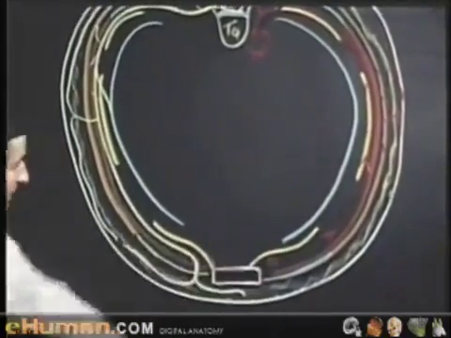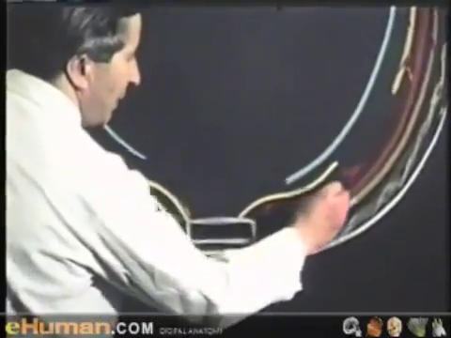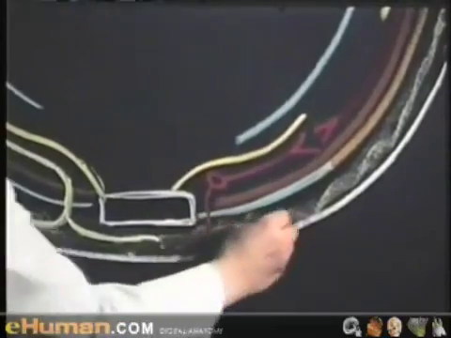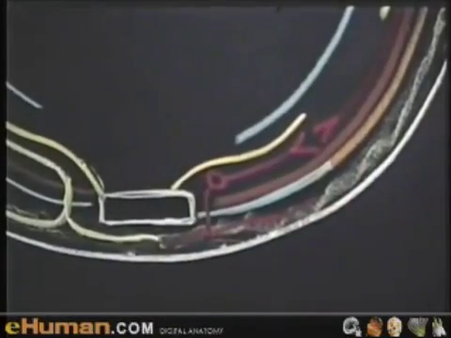As it's descending in this area, it gives off an anterior intercostal artery, which passes laterally and anastomoses with the posterior intercostal artery, which has come off the descending thoracic aorta. It also gives off a perforating artery, which supplies the skin and subcutaneous tissue.